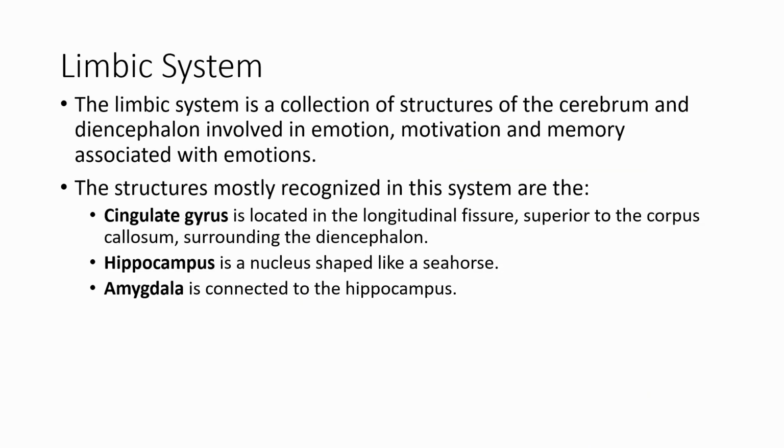Lastly, we have the limbic system. This is a collection of structures that we find in the cerebrum and the diencephalon that are involved with specific activities, including emotion, motivation, and memory associated with emotions.